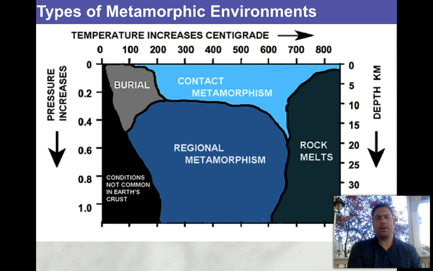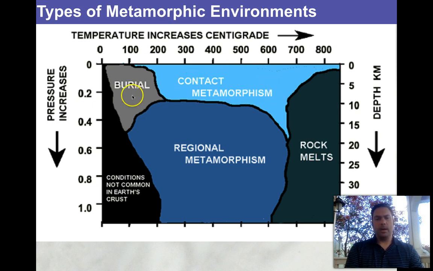So there's types of metamorphic environments. There's contact metamorphism. This is where you bring a heat source very close to the cold rocks. In this case, you would experience a relatively low pressure, but a very high temperature. It's like putting a blowtorch on something. And so we call this contact metamorphism.